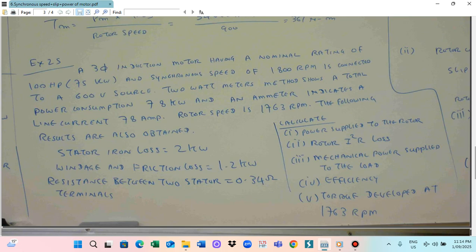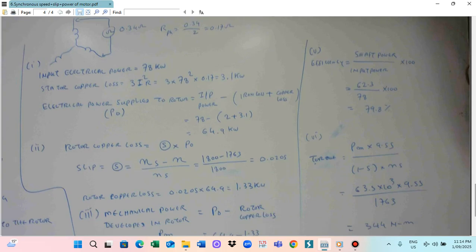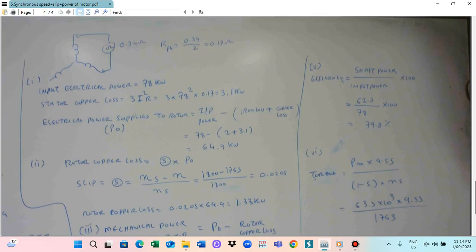Stator iron loss is 2 kilowatt, and windage and friction loss is 1.2 kilowatt. This is the 3-phase winding resistance. Measuring between 2 terminals means that we measure the motor's resistance this way. This is a 3-phase winding here, and this resistance we measure is 0.34 ohm. Then you measure the resistance per phase. Resistance per phase is equal to 0.34 divided by 2, which is 0.17 ohm. So we can calculate like this.